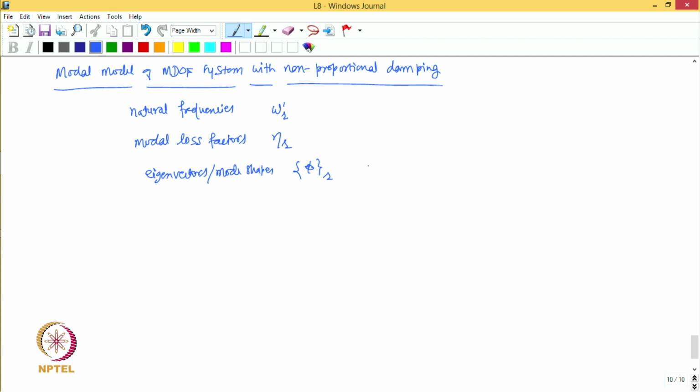So, these of course are for r equal to 1, 2 up to n. One thing has to be kept in mind that this omega r dash is different from the omega r we got for the system with proportional damping, which is the same as the natural frequency of the undamped model. So, that is different, and these eigenvectors are complex.